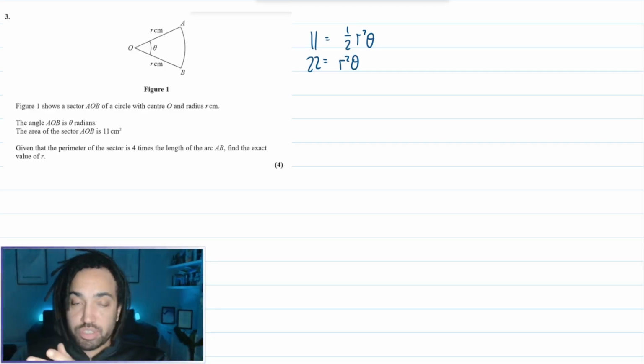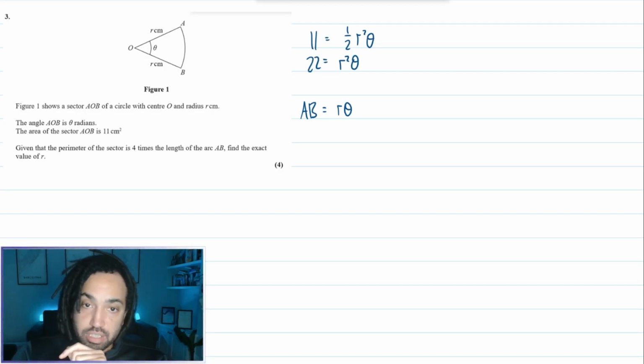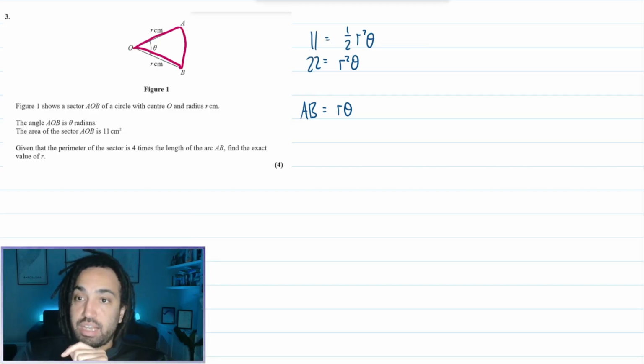We can't do much more with that because we've got 2 unknowns. Now we know the perimeter of the sector, so first of all, let's find what the arc length is. Arc length is equal to R theta, using our formulas for the arc length. And we know that the perimeter is 4 times bigger than that. So the perimeter is R plus AB, and that is 4 times bigger than that. So what we can say is R plus AB is 4 times by AB.